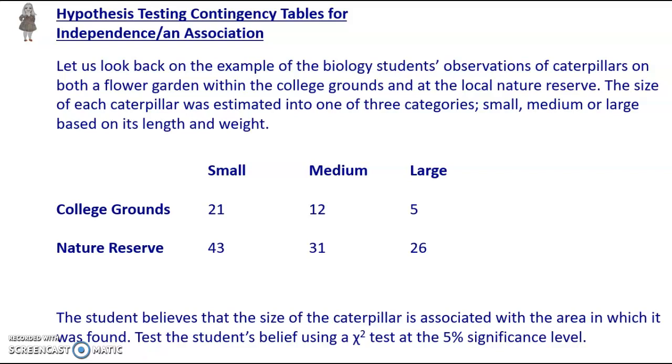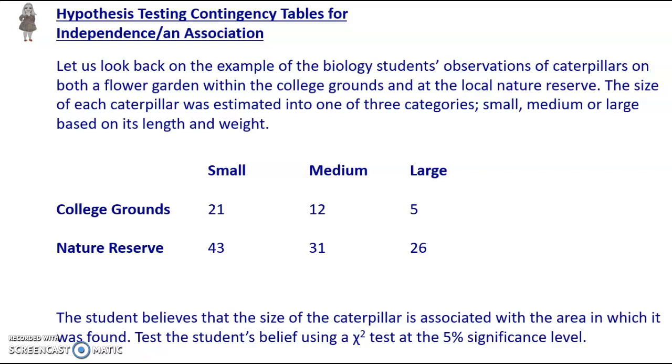The size of each caterpillar was estimated into one of three categories: small, medium or large, based on its length and weight. We've been given a contingency table where we have two sets of information: the size of the caterpillar and the area in which the caterpillar is found. The student believes that the size of the caterpillar is associated with the area in which it was found. Test the student's belief using the chi-squared test at the 5% significance level.